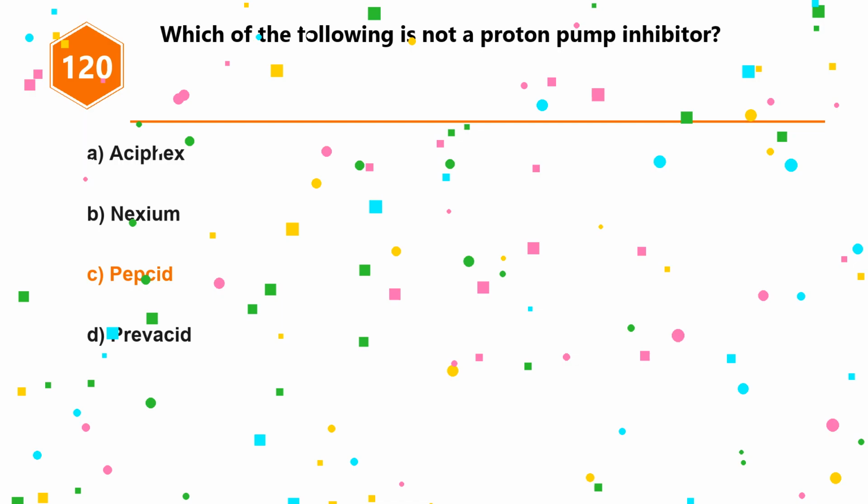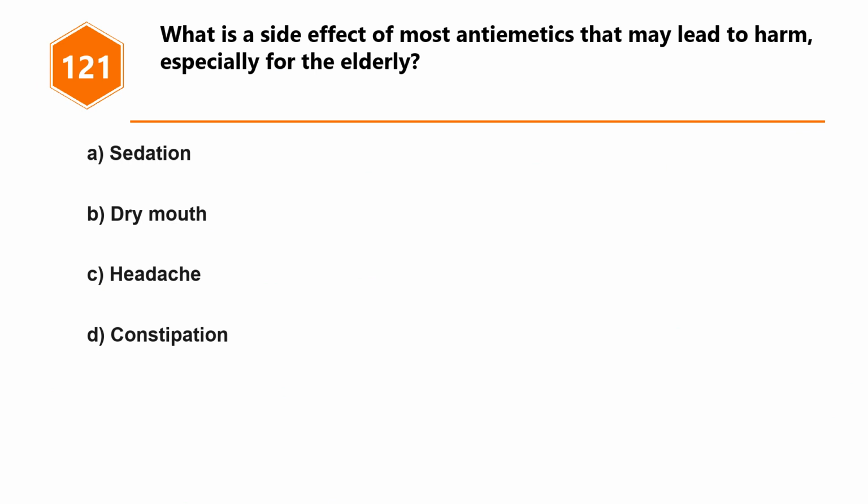The correct answer is option C. Pepcid. Question 121. What is a side effect of most antiemetics that may lead to harm, especially for the elderly? Option A. Sedation. Option B. Dry mouth. Option C. Headache. Option D. Constipation.